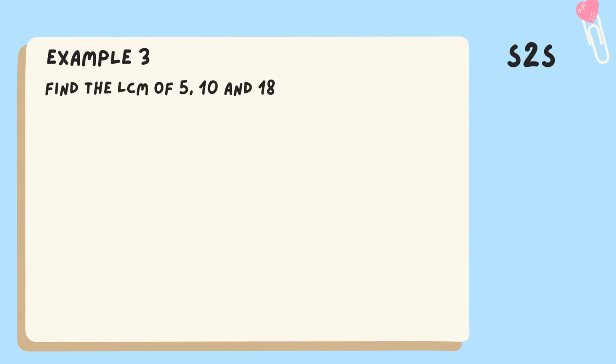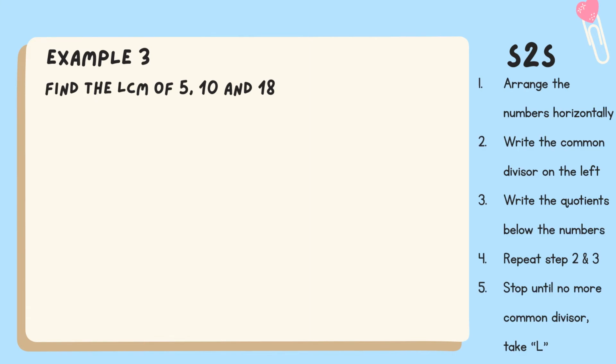Example 3, find the LCM of 5, 10, and 18. Step 1, arrange the numbers horizontally. Preparing our stairs. We have 5, 10, and 18. So that is step 1. Step 2, write the common divisor on the left.